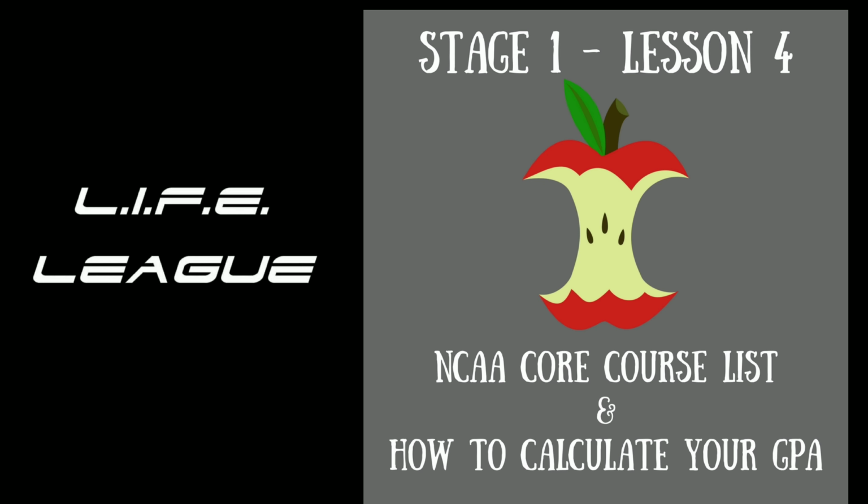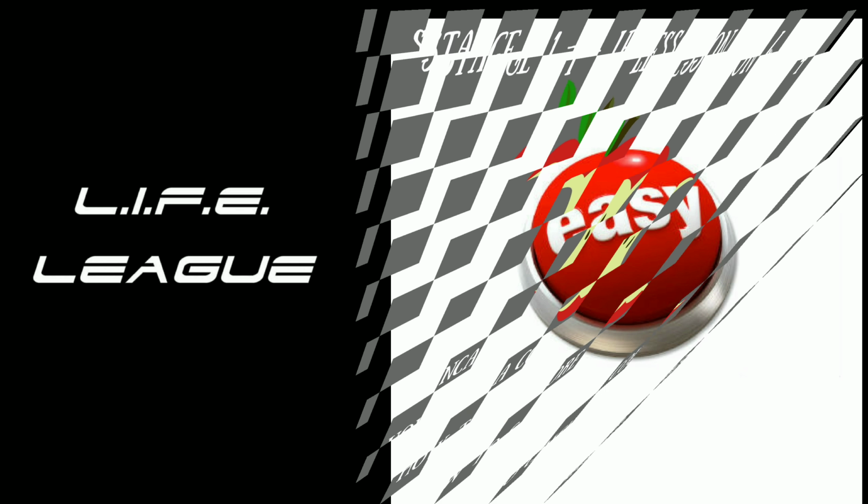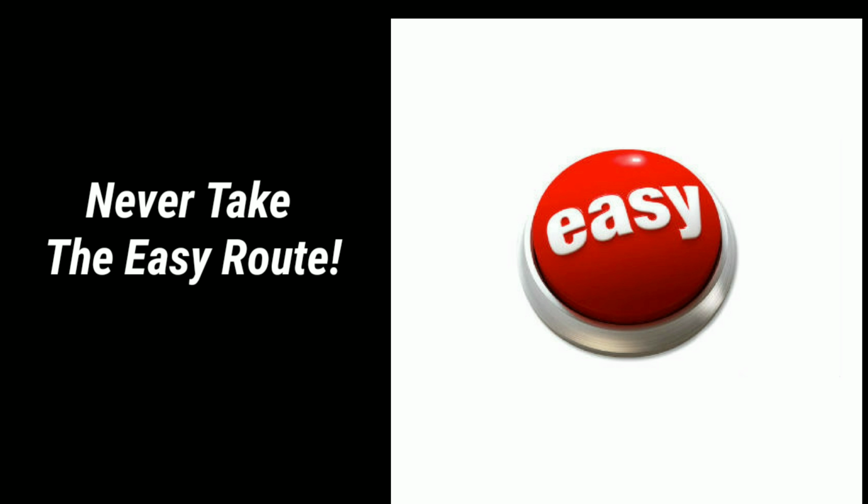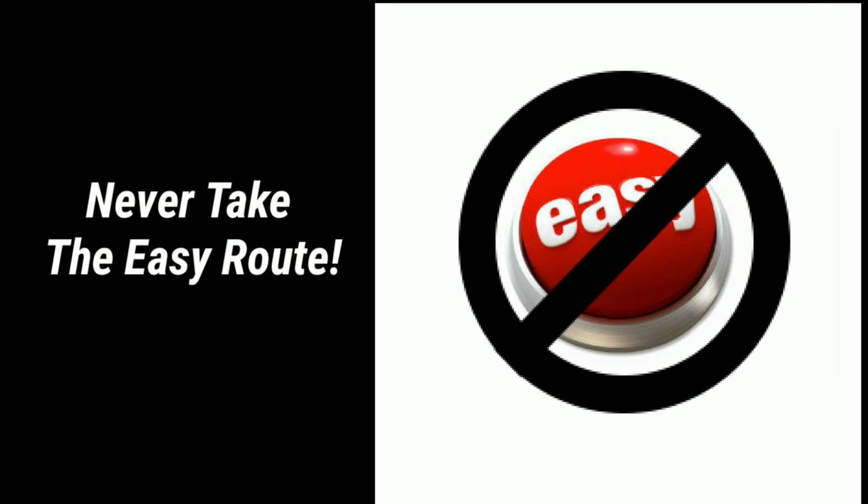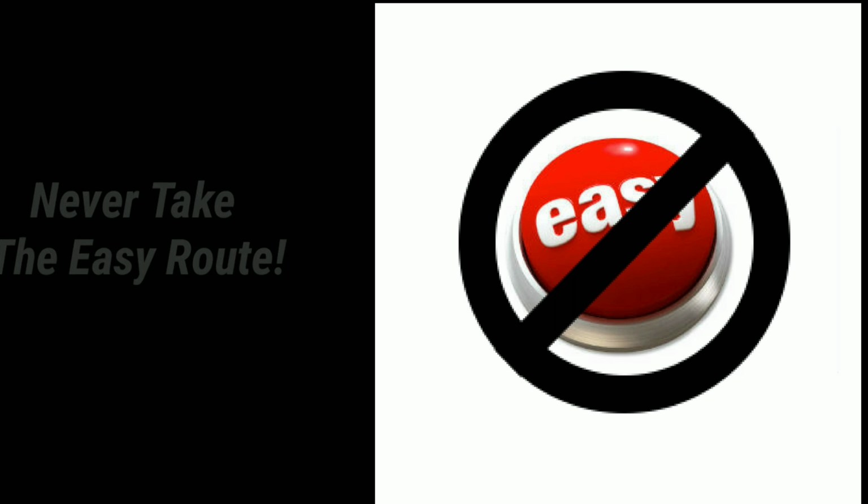This is Stage 1, Lesson 4, the NCAA Core Course List, and also how to calculate your GPA. This particular lesson of the Life League Coalition is very important because oftentimes what we see is a lot of high school athletes will take the easy route and take classes that don't necessarily count towards their GPA and end up falling short when it's time to sign for college. With that being said, never take the easy route. Always take the necessary courses needed in order to be eligible at the next level.